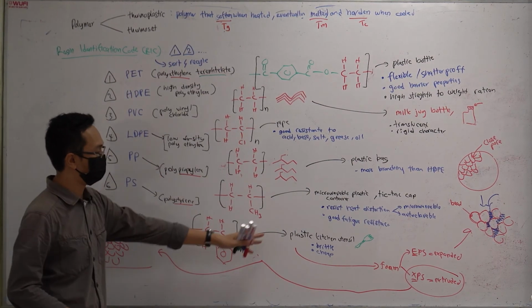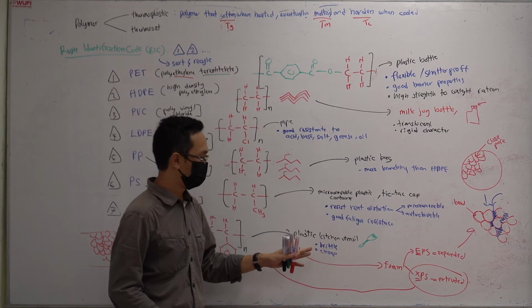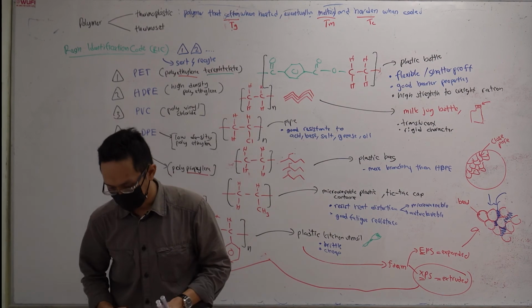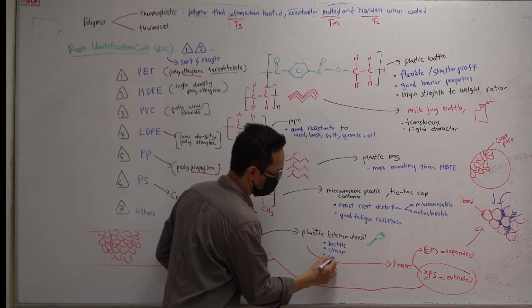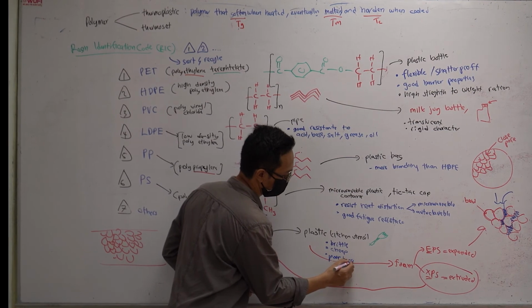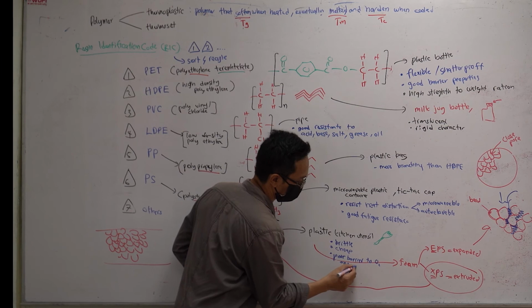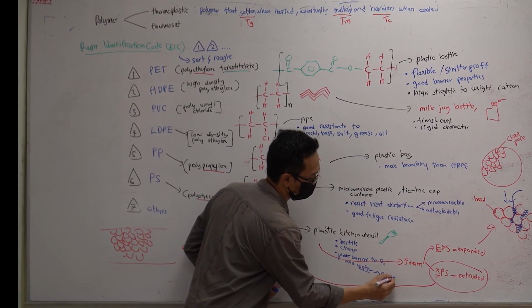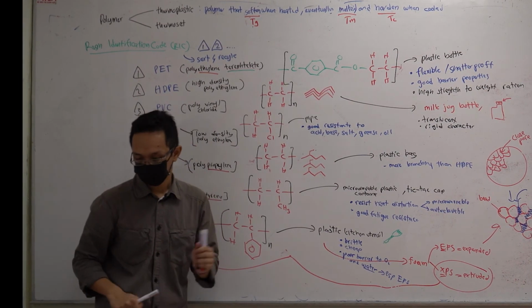So the characteristics of polystyrene are basically that it's brittle, it's cheap, and it's a poor barrier to oxygen and water, especially for EPS.